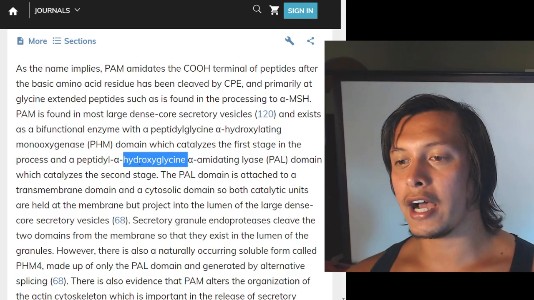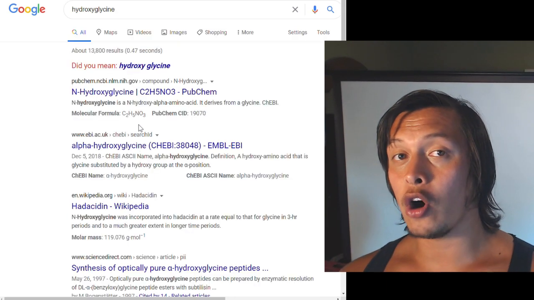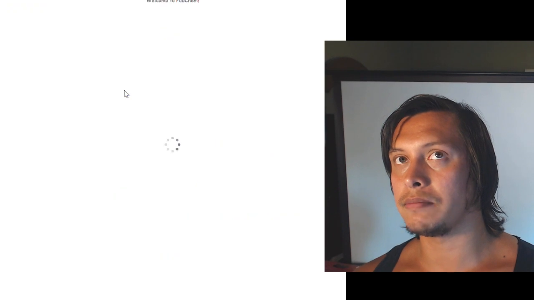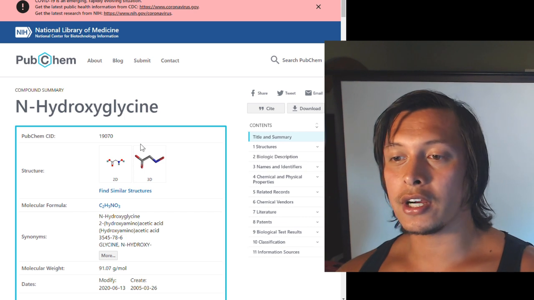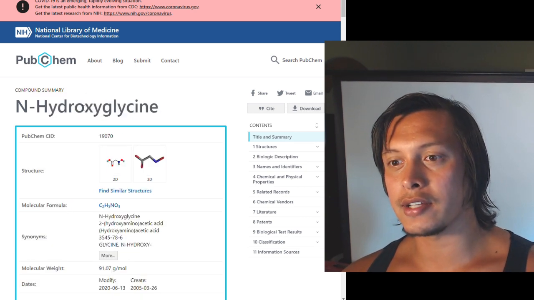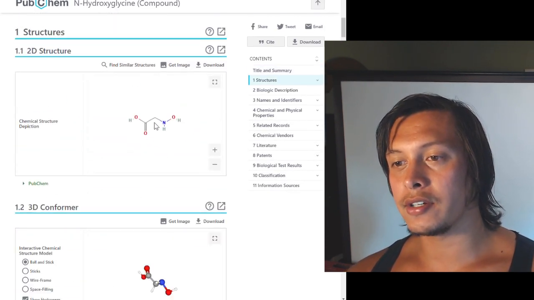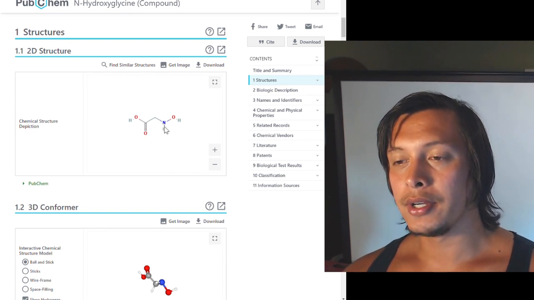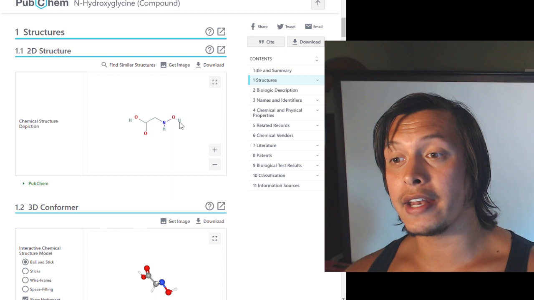So let's look up what hydroxyglycine is. Glycine is an amino acid. It only has hydrogens as its residue. So here you can see N-hydroxyglycine. Here's glycine: this is the amino group, the N, and your acid group. And then the N has a hydroxy group on the end of it.